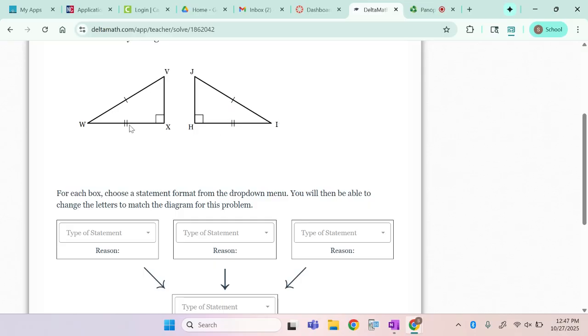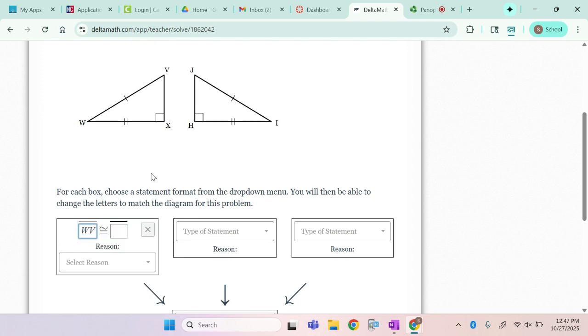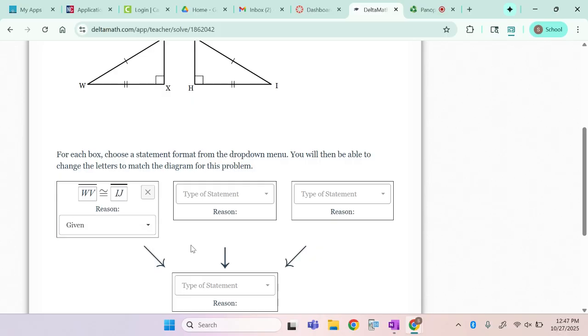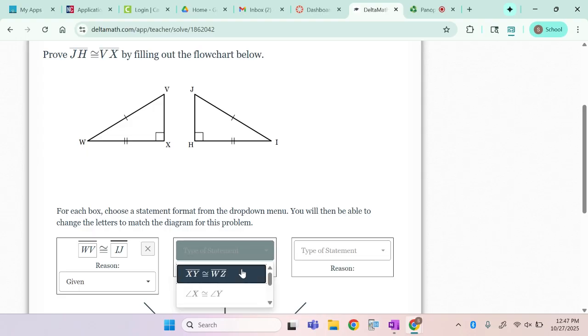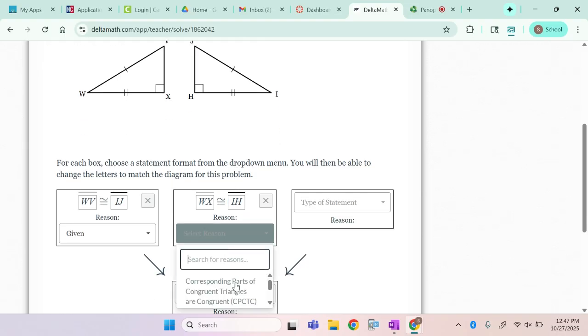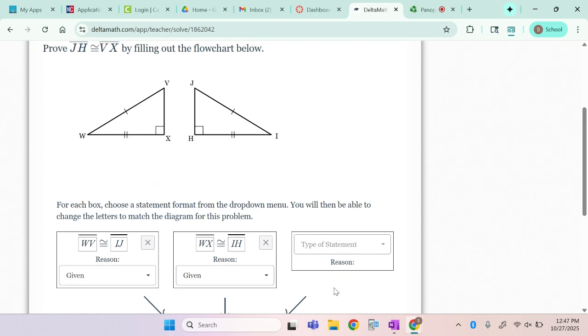So WV and IJ are congruent. Yep. So WV and IJ are congruent, and that's just because it was given to us. What else did they give us? WX and IH are congruent. Again, it's just given. What's the last thing they told us?